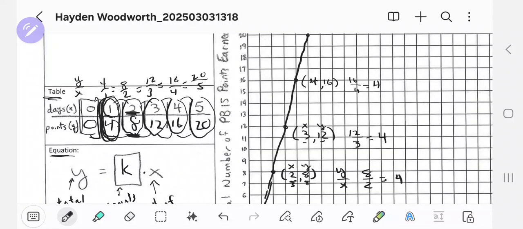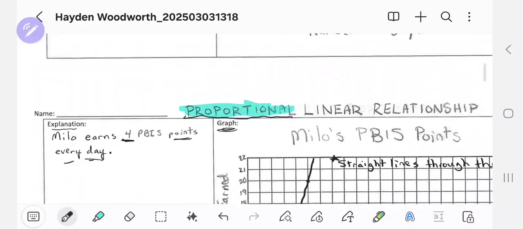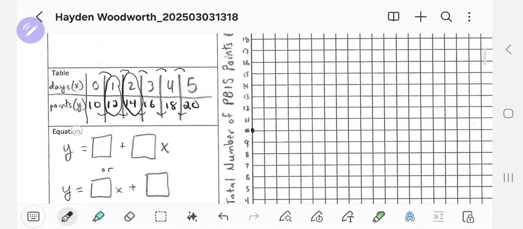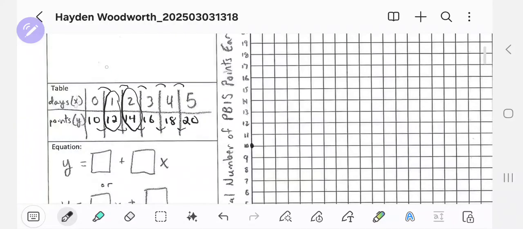You always get the constant of proportionality of 4. But here, we no longer get the same number. When we divide y by x, we're getting weird, different numbers. Although they're similar in the fact that they go up by a certain number each time, they don't have a constant of proportionality. This one doesn't. Okay, so that number isn't going to be the same.